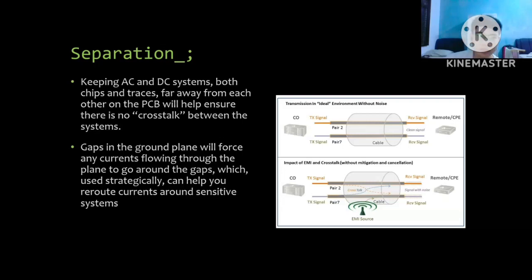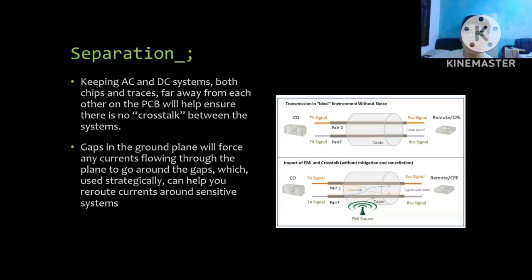The second method is separation. Keeping AC and DC system, both chip and tracer, far away from each other on the PCB will help ensure there is no crosstalk between the system. If you have enough space on the board to put physical distance between AC and DC system, you can also cut gaps in the ground plane between components that need to be separated. Gaps in the ground plane will force any current flowing through the plane to go around the gaps, which strategically can help you reroute the current around sensitive system.